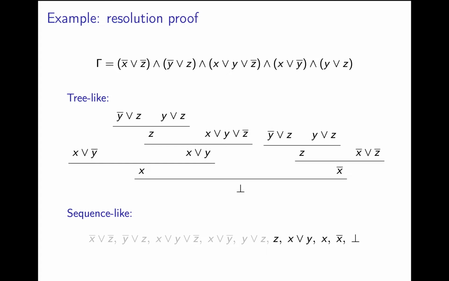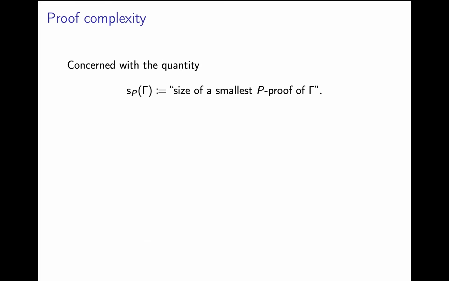And this is also a good time to talk about proof size, which we define as the number of clauses that you have in this sequence making up a resolution proof. So for instance, for this sequence-like proof, its size is just 10. And this matter of proof size is the primary concern of proof complexity. More specifically, we are interested, for a proof system P, in this quantity S_P of gamma, which is the size of a smallest P proof of the formula gamma. One of the goals of proof complexity is to relate different proof systems by this quantity.